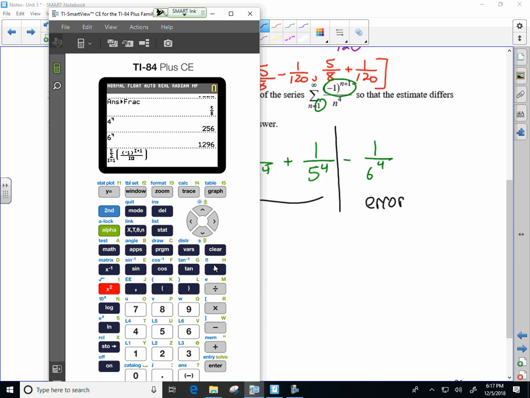But how many terms did we have to do? Like 4 or 5? We had to do 5, because it was the 6th term that gave us a value less than 1 in 1,000. So you get that.